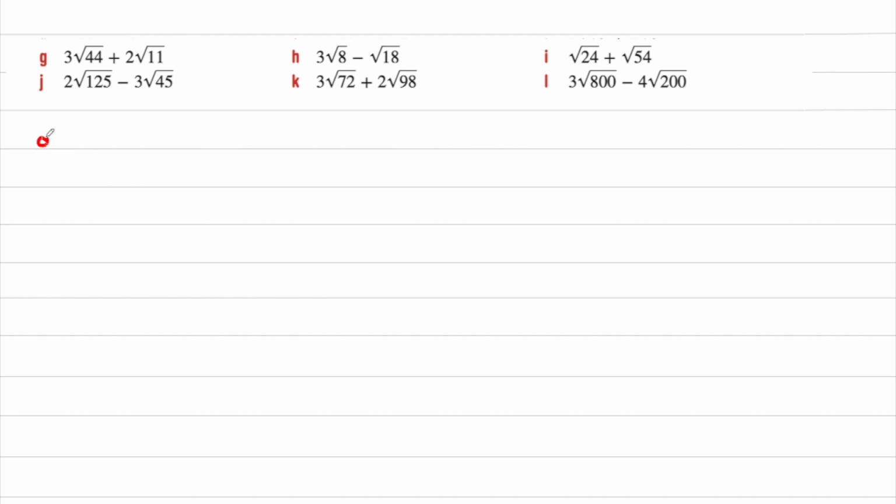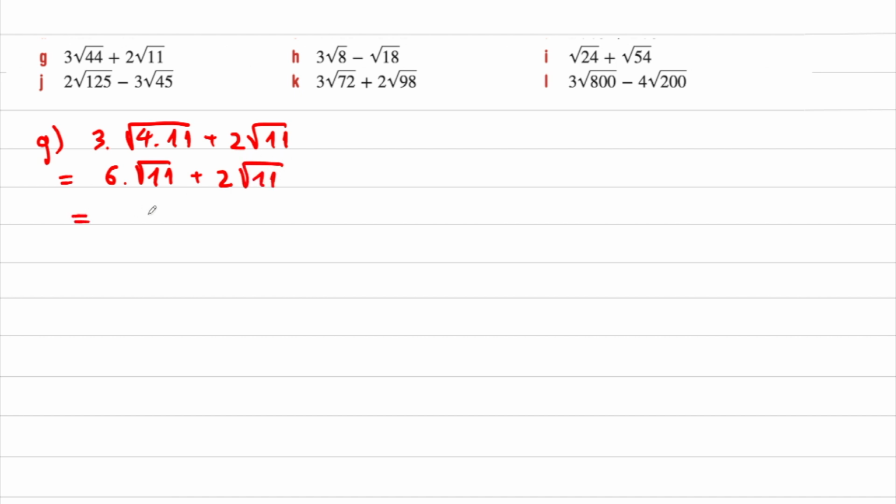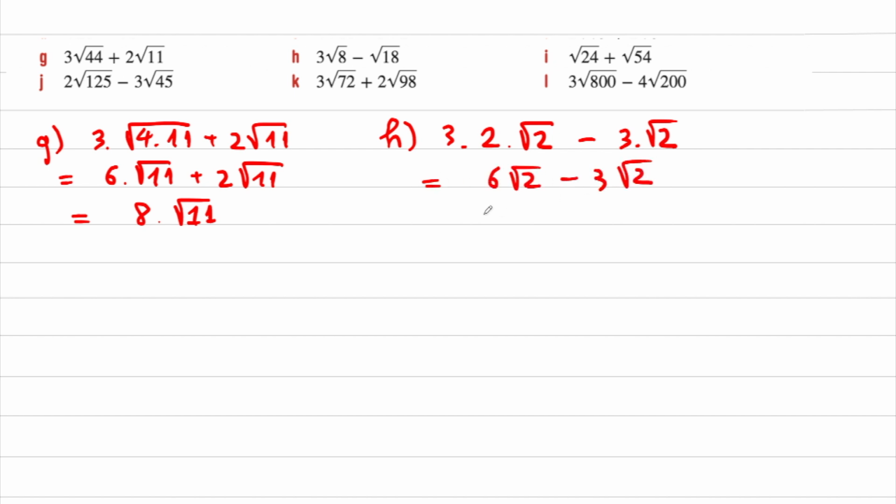Question G. 44. 44 means 4 times 11. And plus 2 times 11, this becomes 6 times 11, and then 2 times square root 11. 8 times square root 11. Question H. 2 times square root 2 minus 3 times square root 2. Here is 6 and minus 3. You get 3 square root 2.